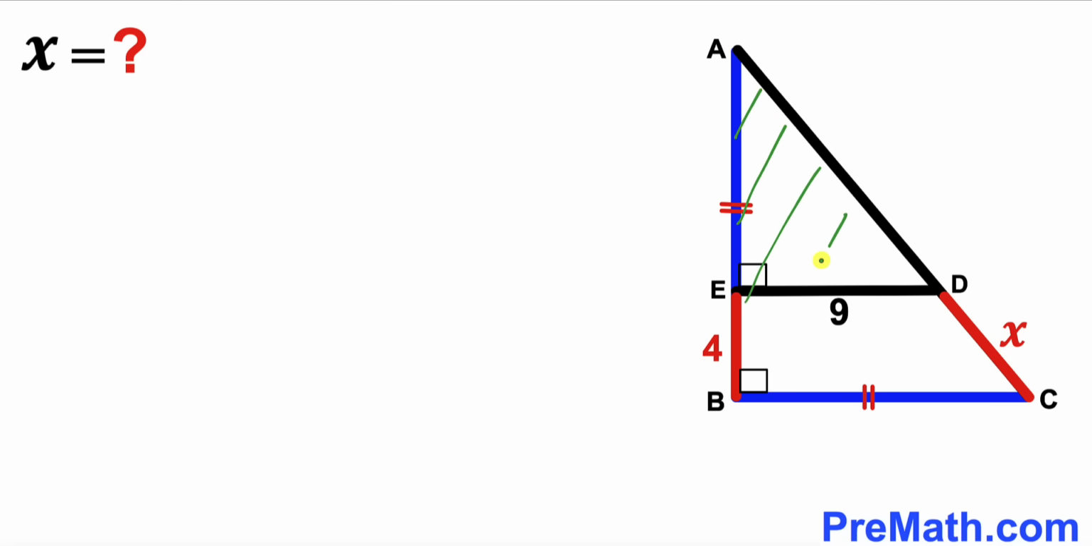In this video, we have this smaller right triangle AED, fully confined in a big right triangle ABC, as you can see in the given diagram, such that side segment AE length equals side BC length. Moreover, segment EB length is 4 units, and segment ED length is 9 units. Furthermore, the diagonal segment CD length is represented by x. Our task is to find the value of x.